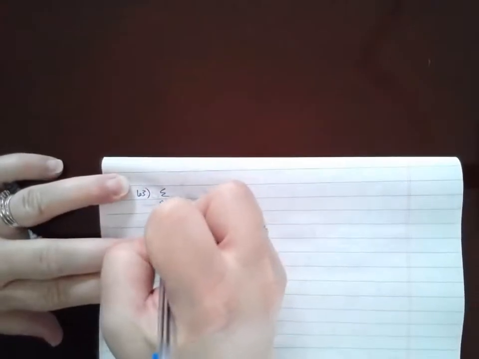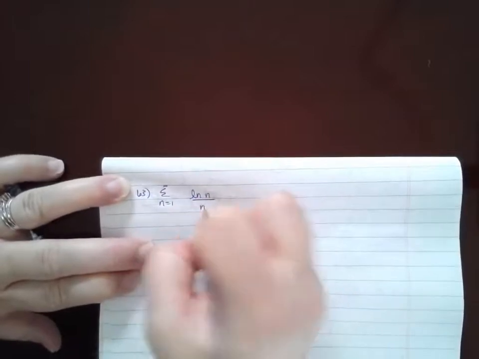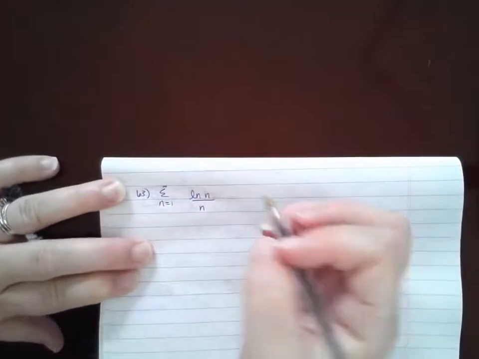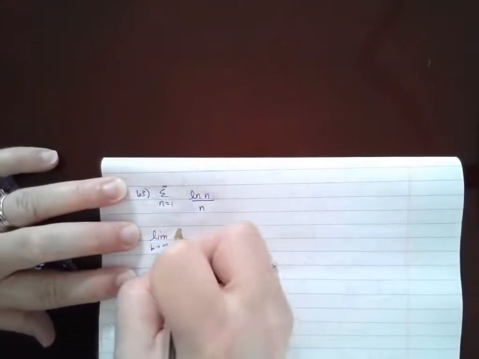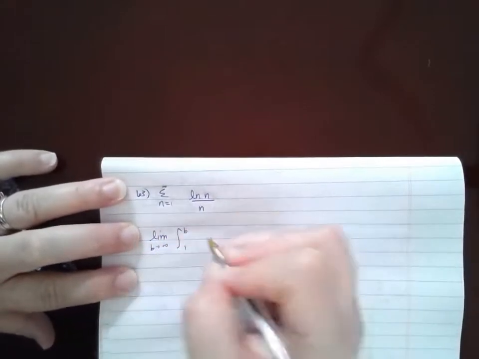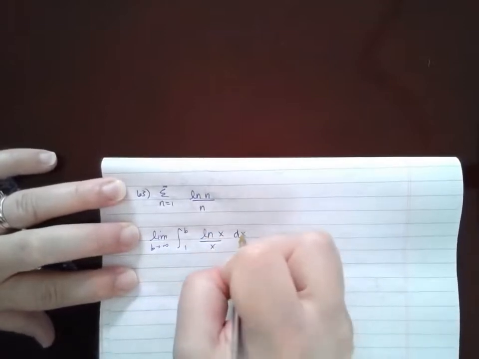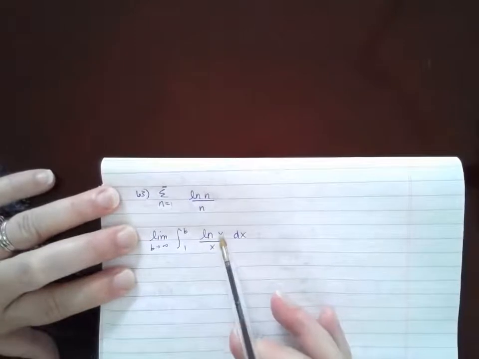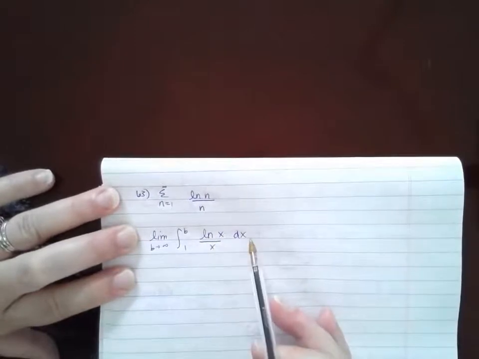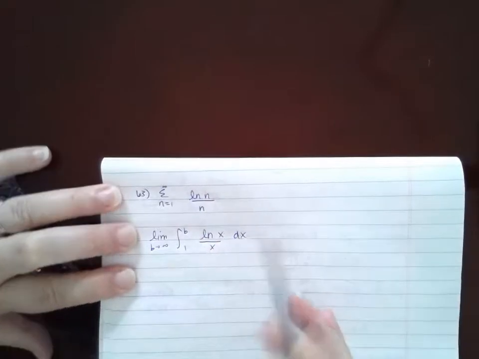Number 63. The series from 1 to infinity of the natural log of n over n. Whenever I see natural log, my instinct is to go to the integral test. So the limit as b approaches infinity from 1 to b of the natural log of x over x dx. The derivative of the natural log of x is 1 over x dx. So I know that this is u, and the 1 over x dx is my du.